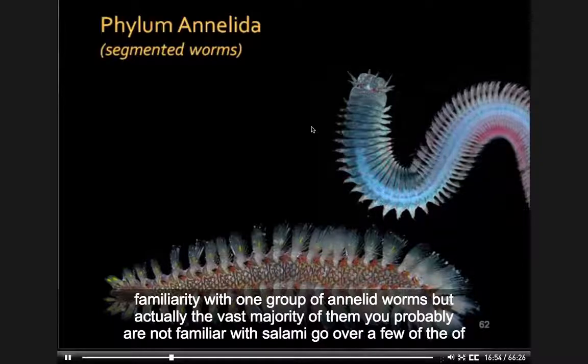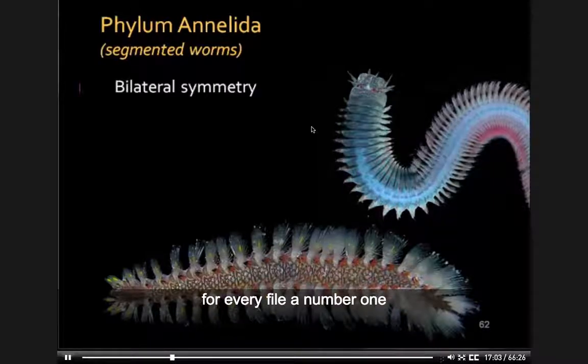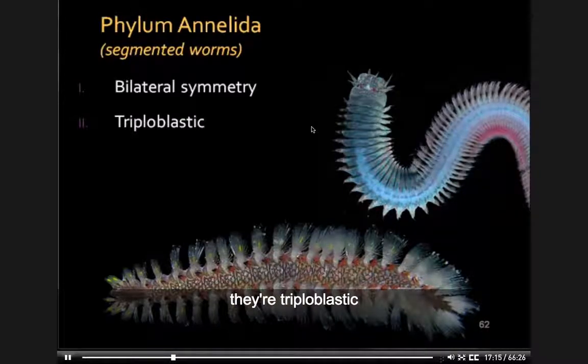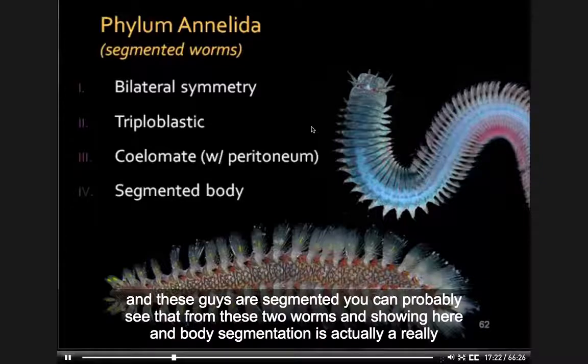So before we cover the taxonomy, let's go over those same questions that we have continuously asked for every phyla. Number one, what kind of symmetry? Okay, so these guys have bilateral symmetry. So we're now into pretty much predominantly bilateral symmetry. They are triploblastic. They do contain a true coelom with an actual peritoneal lining. And these guys are segmented. You can probably see that from these two worms that I'm showing you here.